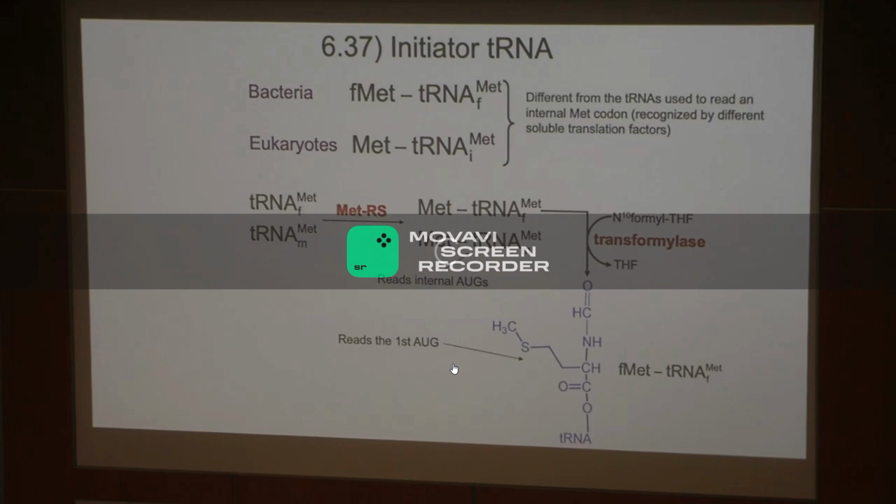Okay, and it turns out that in both bacteria and eukaryotes there are two tRNA methionines. There's one that's responsible for recognizing initiation codons, and there's another one that's responsible for recognizing internal methionine codons. You know, we have methionine at the beginning of each translation product, but we also sometimes have methionines internal to proteins, right? Methionine can appear anywhere in a protein, not always just at the first amino acid, right?